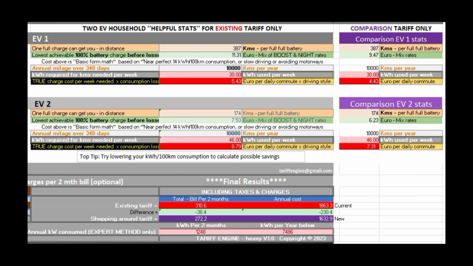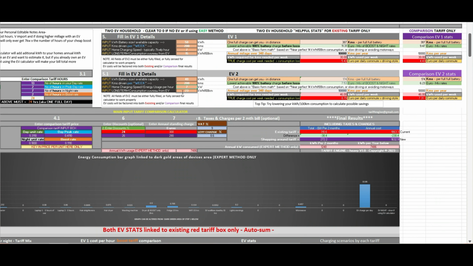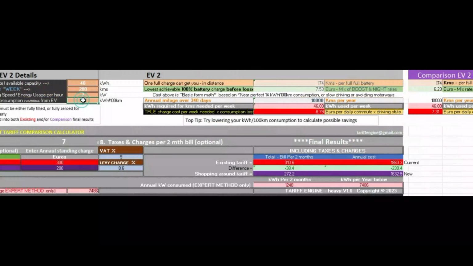The calculator will automatically look for the best method of charging, prioritising your 2-hour boost, then your night time. Our consumption on our second EV is quite high though, so what if we drive a little easier or avoided the motorways to work? Let's see how this affects our costings.